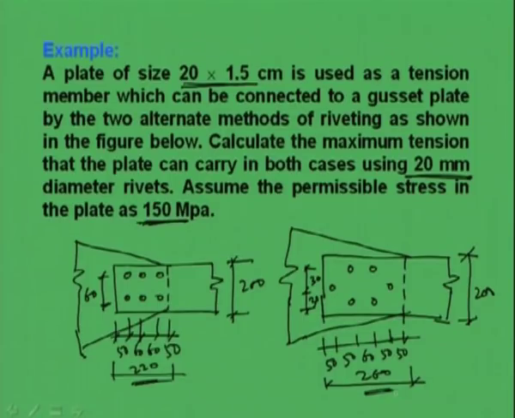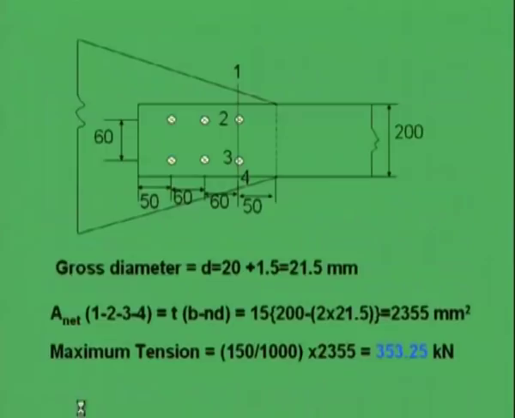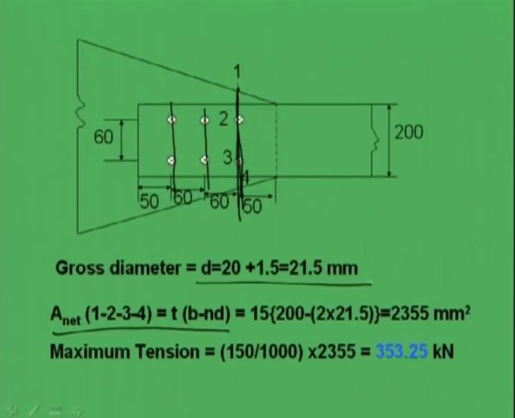In both the cases we have to find out the strength of the member. Now, let us see what is the strength of the member. In the first case the weakest section will be, say, 1, 2, 3, 4, because maximum deduction is either 1, 2, 3, 4 or through this or through this. But failure will be first through this one, 1, 2, 3, 4. For this the formula is T into B minus ND. Now, D is the gross diameter of the rivet, that means 20 mm diameter has been used. So, 20 plus 1.5, this is the extra tolerance, which comes to 21.5 millimeter.